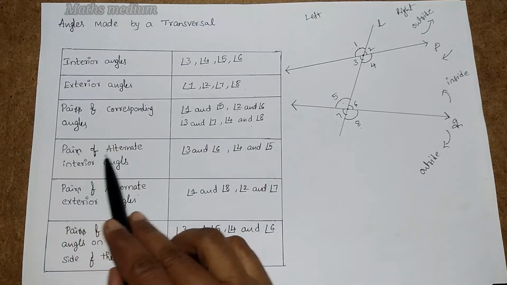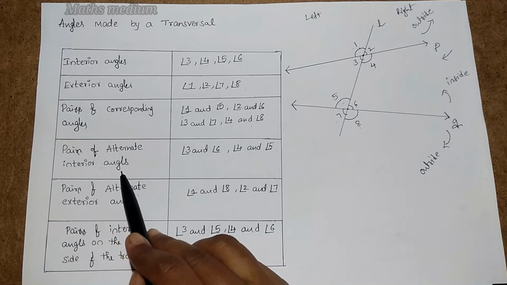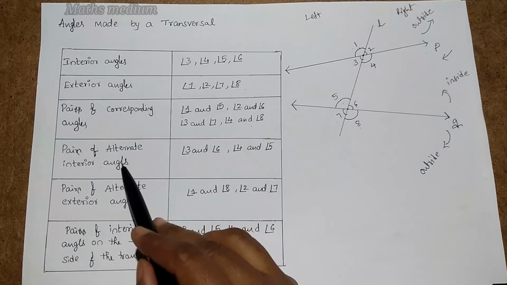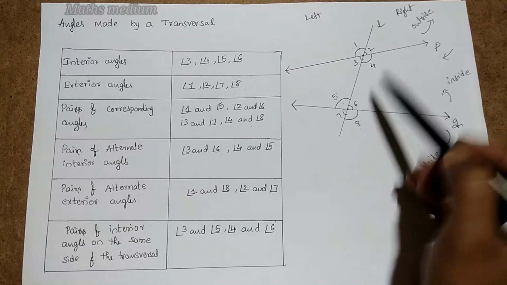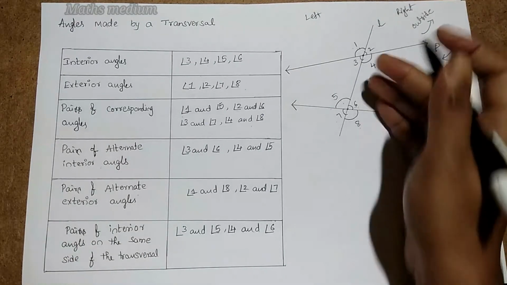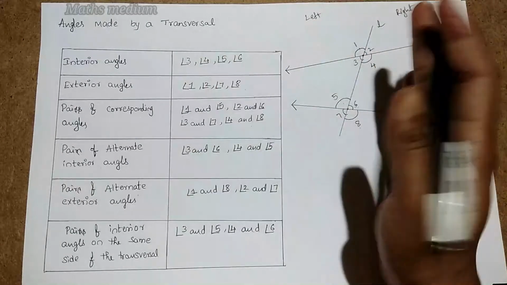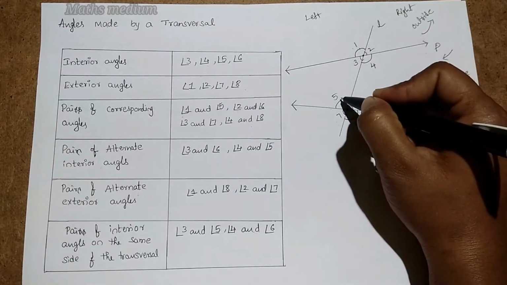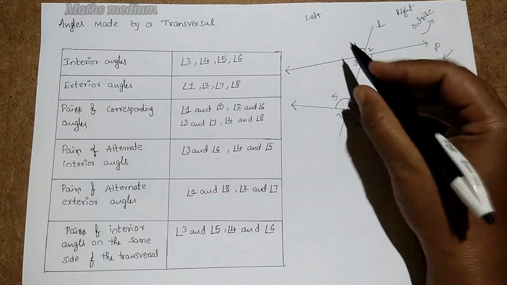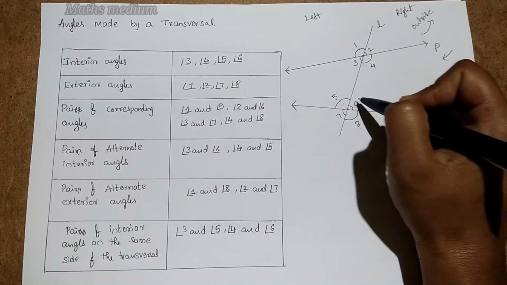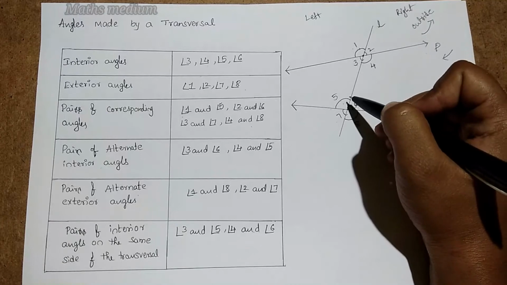Here angle 4 and angle 8 are also corresponding angles. Next, pair of alternate interior angles. Alternate is nothing but angle 3 and angle 6. It means alternate, opposite. Not exactly opposite, because 5 and 8 are opposite angles, we know that. But here the alternate pair is angle 3 and angle 6. Here angle 4 and angle 5.